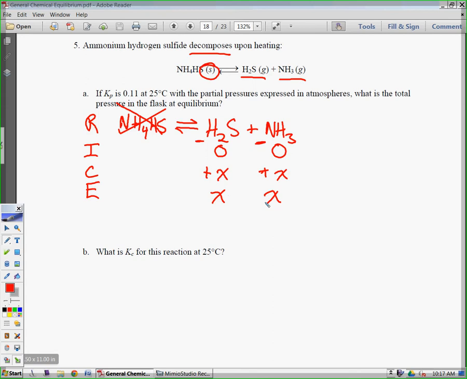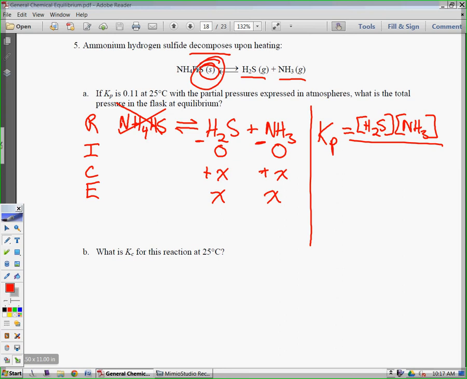Where the power of the equilibrium expression is going to come into place is when we actually do the equation for equilibrium. So we've got Kp is equal to the products, which is H2S times NH3, over the reactants, except there is no reactant that we're going to include in the equilibrium expression. Remember, it's solid. So since it's solid, we're not going to include anything there. All right, so Kp is going to equal x times x, which is x squared. Again, it's x times x.